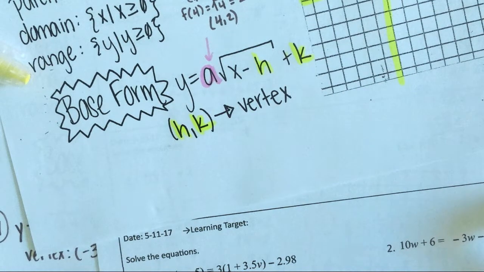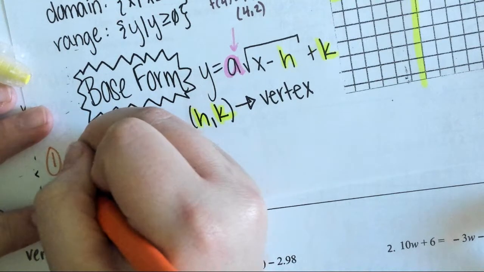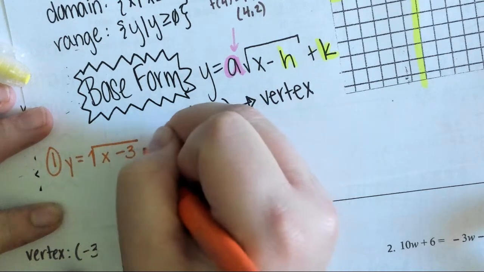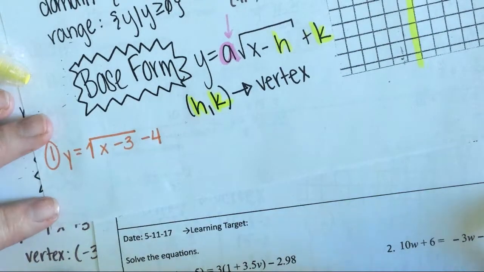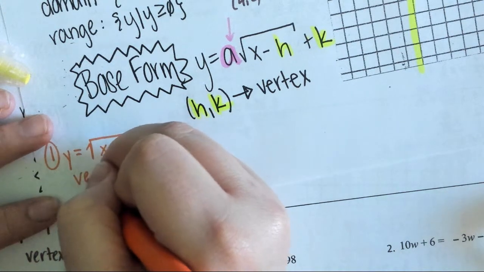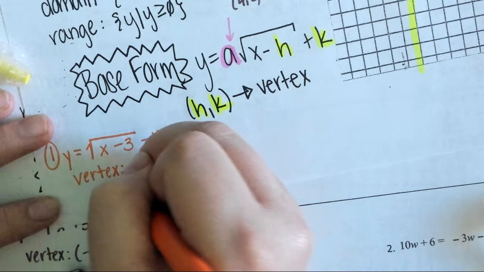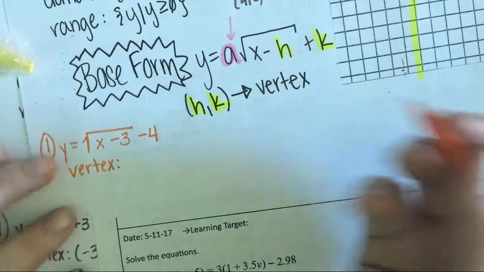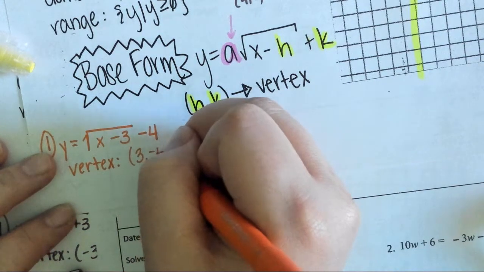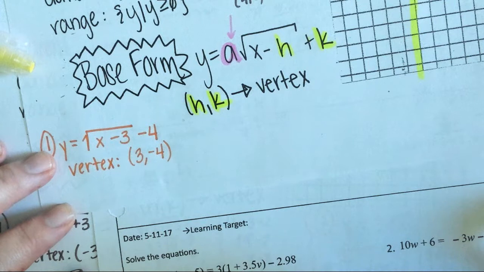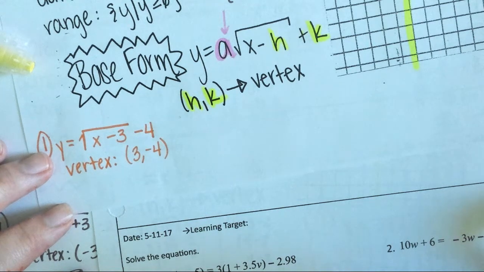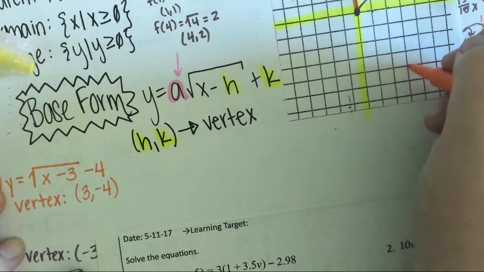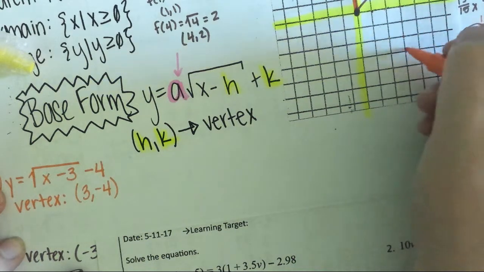Okay, so our first example, let's do y equals the square root of x minus 3 minus 4. Can you tell me where the vertex would be for that parabola? Positive 3, negative 4 is correct. Are there any questions about that? So if we go over to positive 3, negative 4, 1, 2, 3, 1, 2, 3, 4, I put my point.